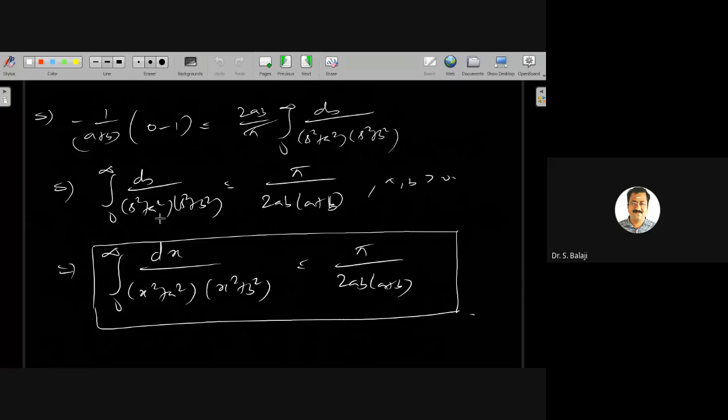Numerator change s to x here. Integral 0 to infinity dx by x square plus a square, x square plus b square is equal to pi by 2ab into a plus b. Correct? Right.